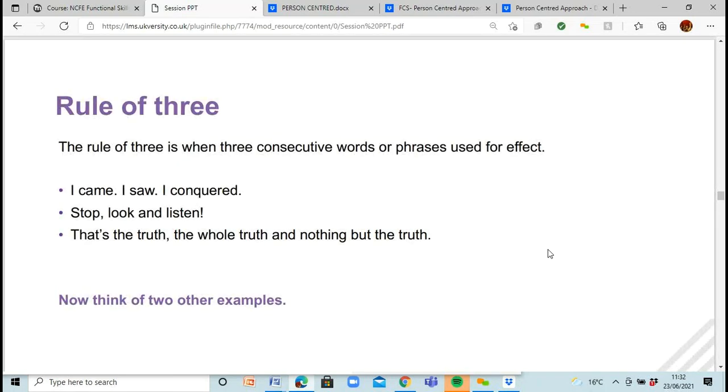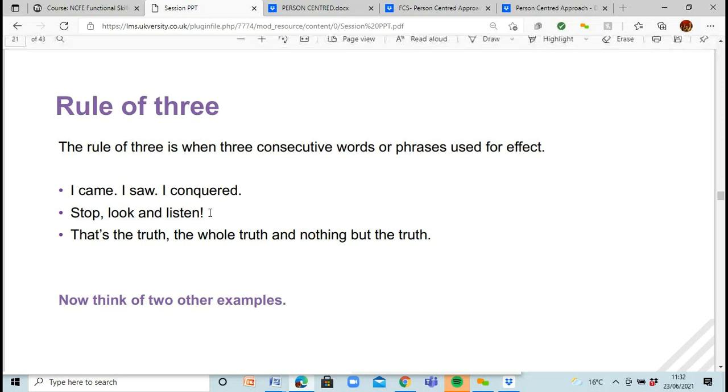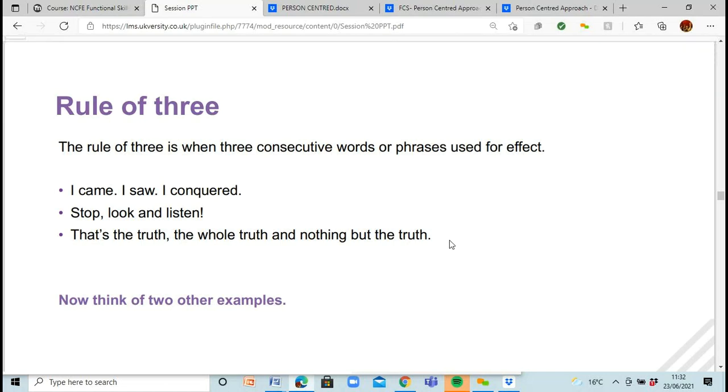And then the rule of 3 is where you're using 3 consecutive words or phrases for effect. So you're doing I came, I saw, I conquered. Then you got stop, look, listen. That's normally for children when they're learning to cross roads. And then in law, if you're in a court case or something, we've got the truth, the whole truth, and nothing but the truth.